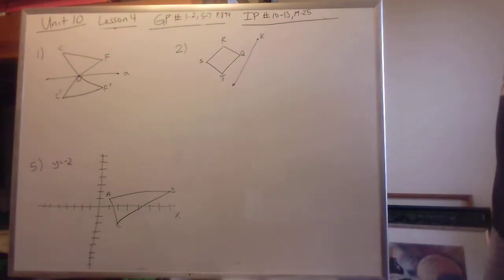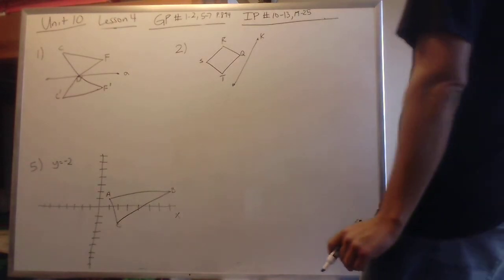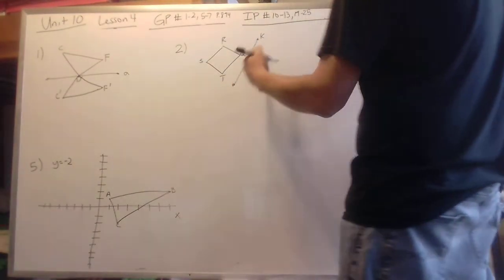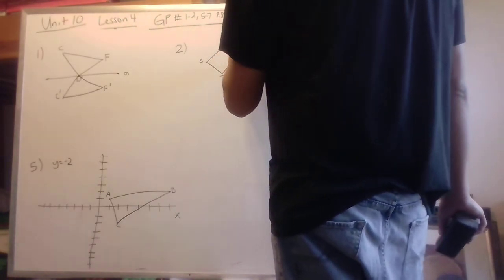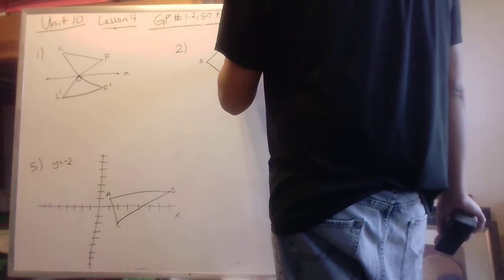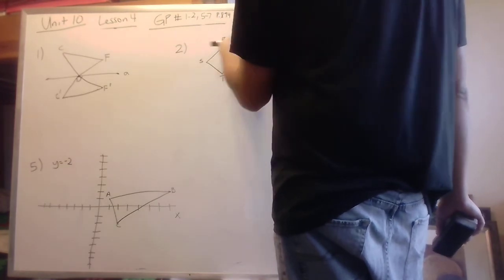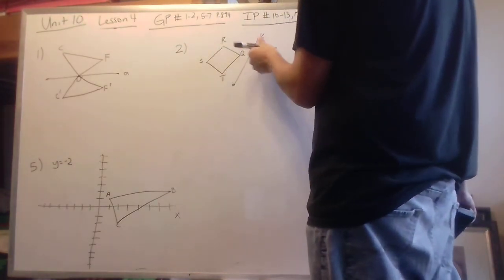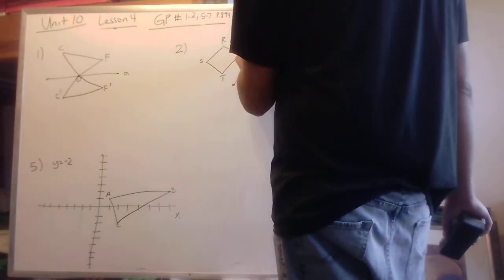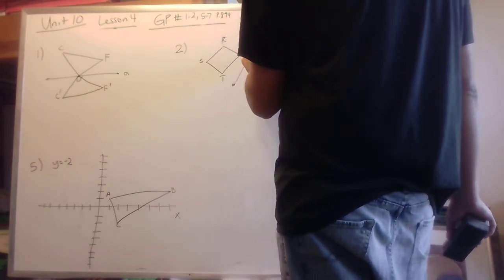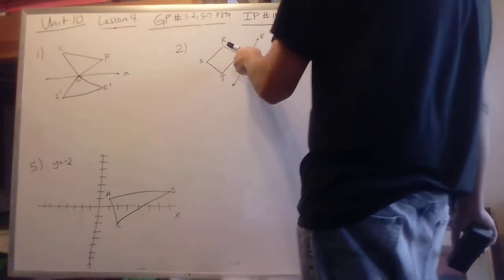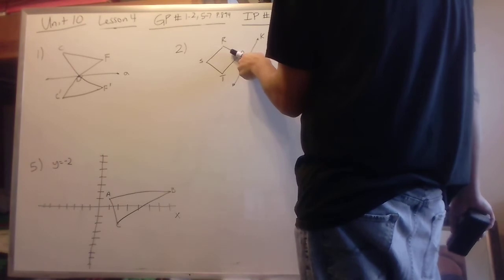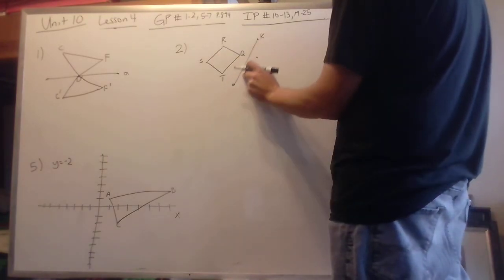We have a quadrilateral SRQT, and we are going to reflect it over line K. So since line K is actually slanted, it's not going to be straight across. So we can't just have Q perfectly straight across like we did for problem 1. It's going to be at the angle of this line of reflection.